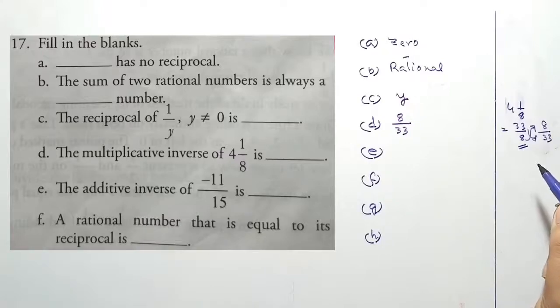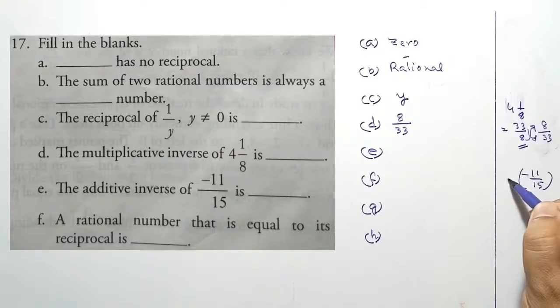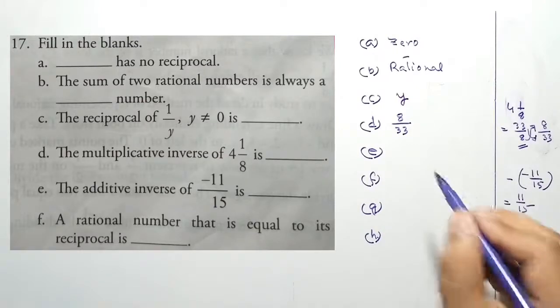E: the additive inverse of minus 11 by 15. So, ye minus 11 by 15 hai, iski pehle hum ek minus se multiply karenge, tab iska additive inverse nikal ke aayega. To minus minus became plus, therefore answer is 11 by 15.